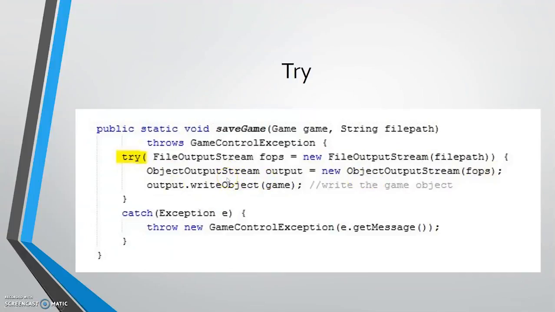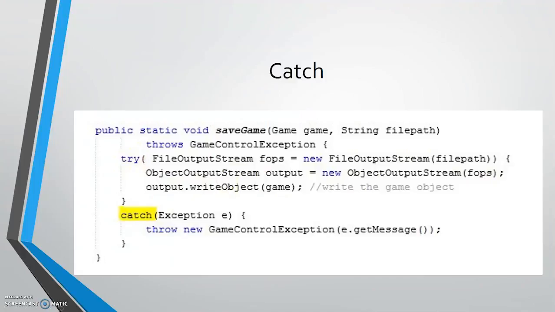If it fails, then it goes to the catch, which catches the exceptions, and in this catch we are throwing our exception. So that's what the catch does. It performs whatever we want to happen if the try fails. So that's the throw, catch, try.